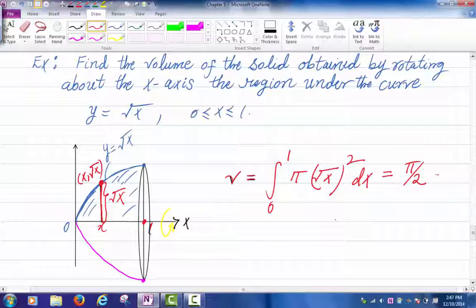Again, computing the integral is not the main issue. The main issue is setting up the integral. And once I set up the integral, I'm done, pretty much. And in your exam, I will be asking you to set up the integral only. You don't have to evaluate the integral.